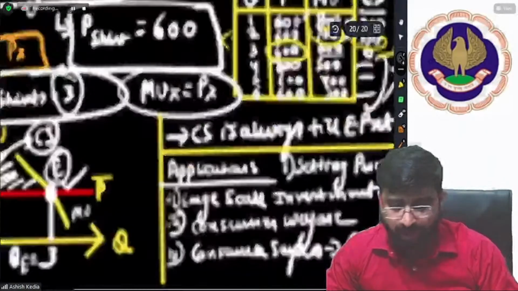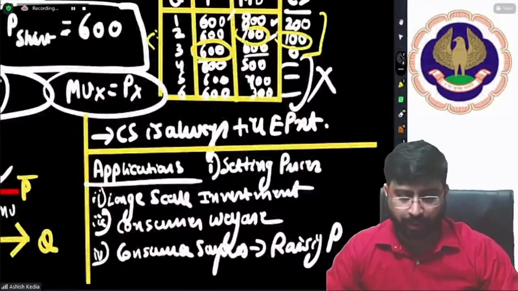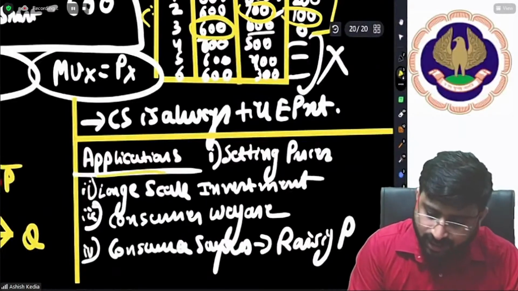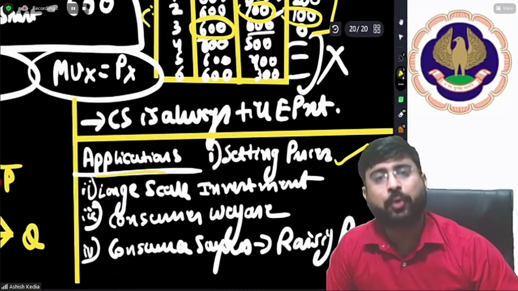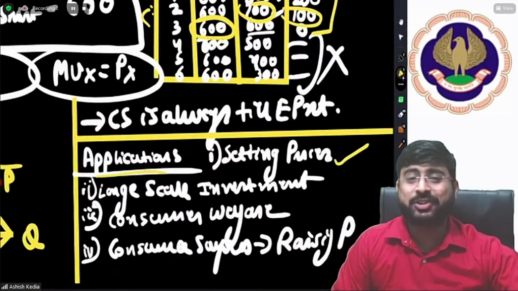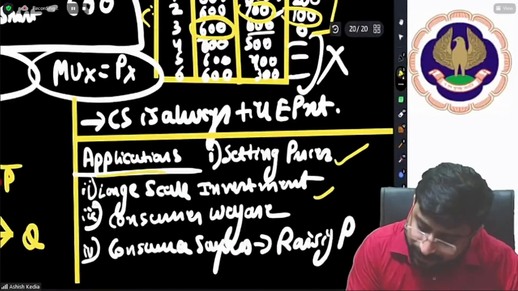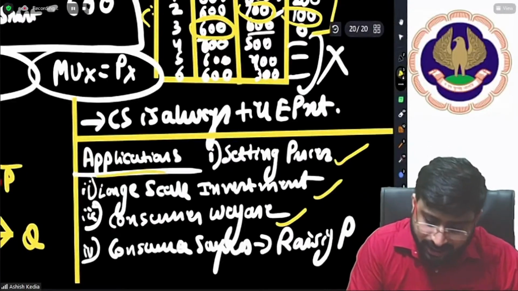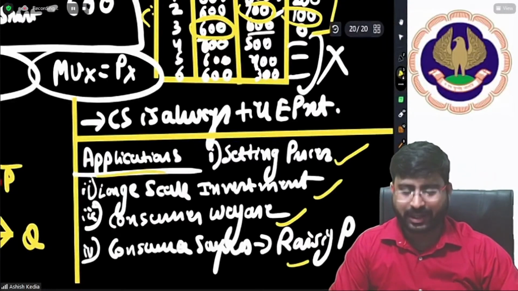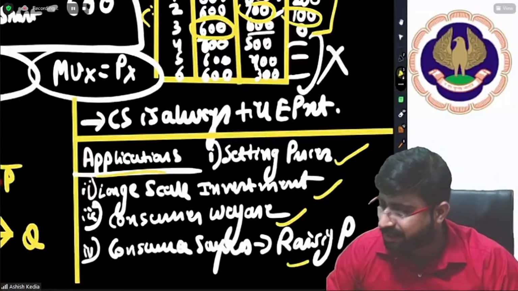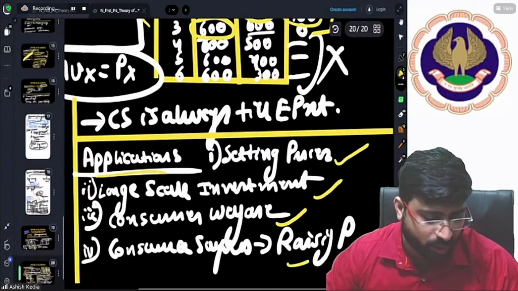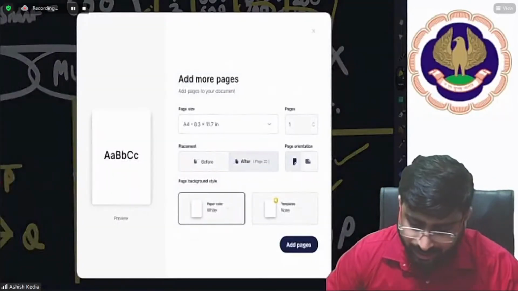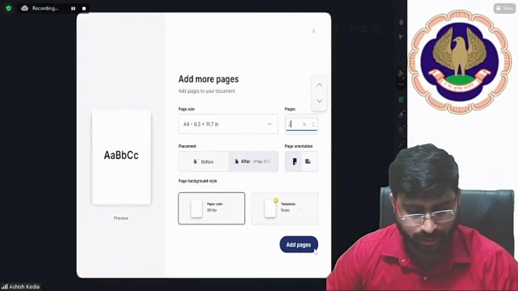By the way, what is the application of consumer equilibrium? Consumer equilibrium helps in finding out prices of a product, what price to keep, that is how much consumers are willing to pay. It helps in large scale investment. It helps in maximizing consumer welfare. It helps in calculating surplus, right? So this equilibrium concept is very useful. But let's come to the main question. Let me ask you a main question, whether you are able to answer this or not.